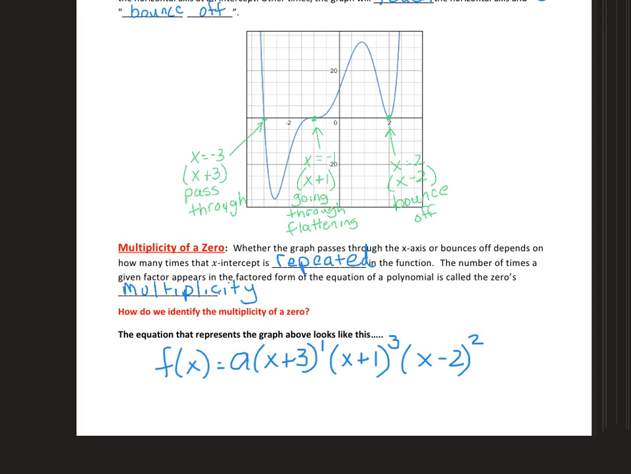What is the stretch or compression, and what is the sign of it? We can tell from the graph that we have an up. That means our degree is even. And we also know that A must be positive.